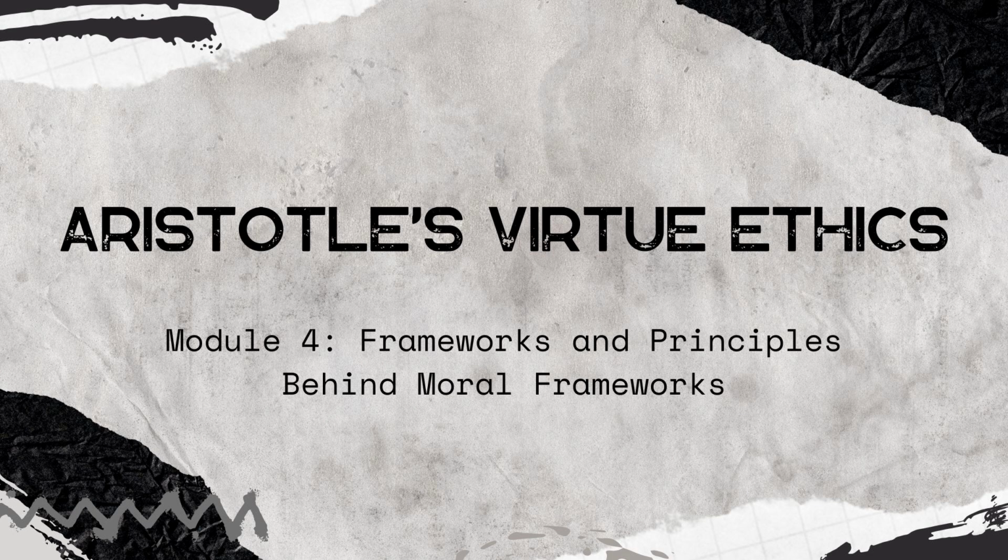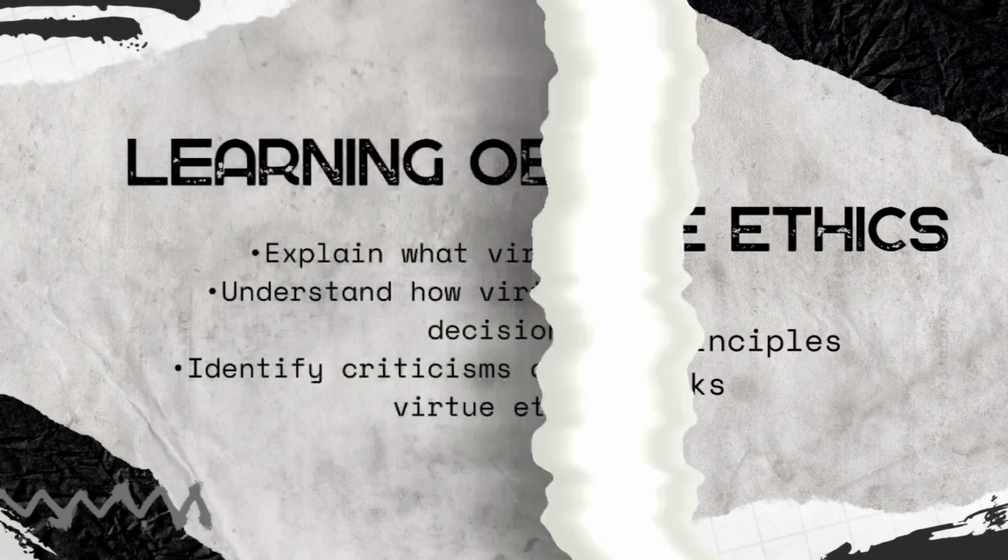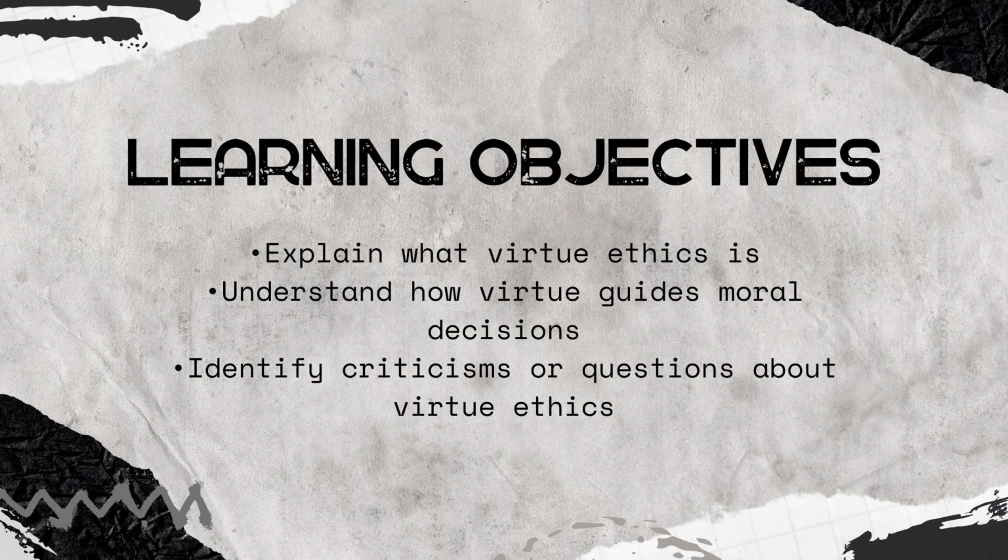Virtue ethics comes from habit and character, not merely from following rules and seeking a reward. Learning objectives. In this lesson, we have three main goals. First, we want to understand what virtue ethics is. Second, we want to learn how it helps us decide what is right and what is wrong. Third, we will look at some questions or problems about this idea.